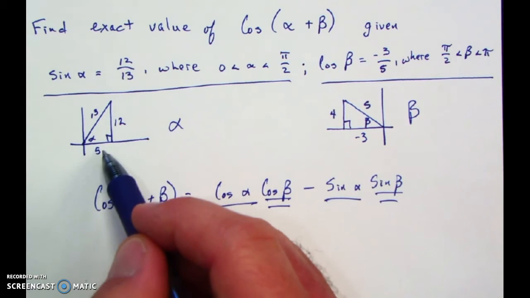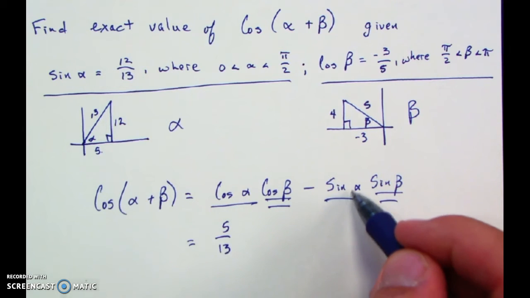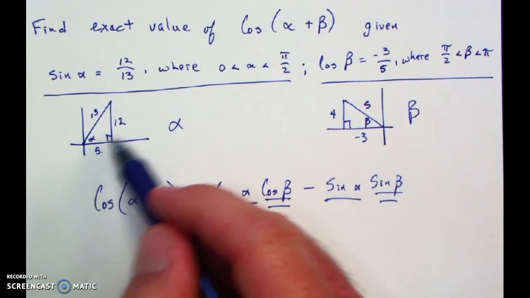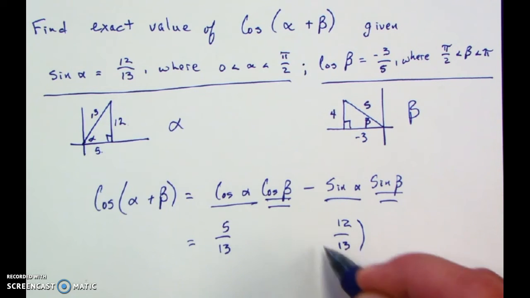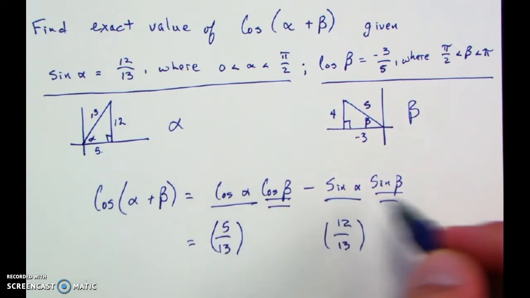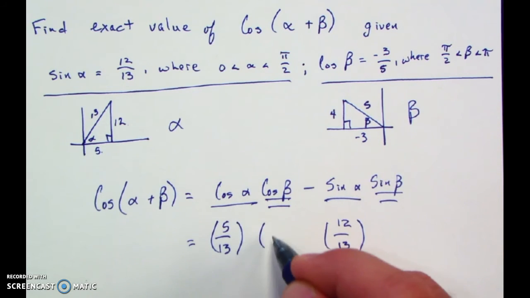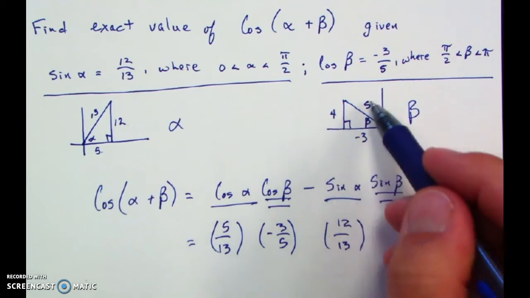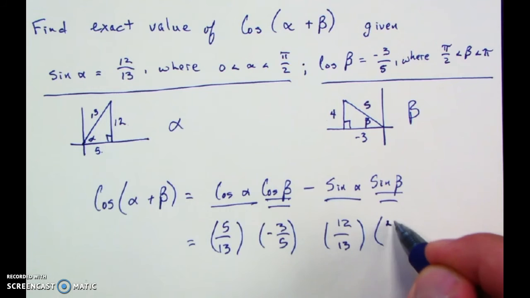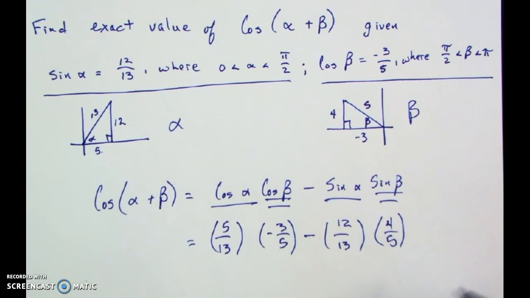So first we're going to find the cosine of alpha. Here's alpha. Cosine then is adjacent over hypotenuse, so that would be 5 over 13. And then here for our sine of alpha, we were already given that that is 12 over 13. And then for our beta values, we're using this triangle. Cosine of beta is -3/5. And then our sine value would be 4/5. And we're going to take the product of each of these sides, and then we're going to subtract those values.